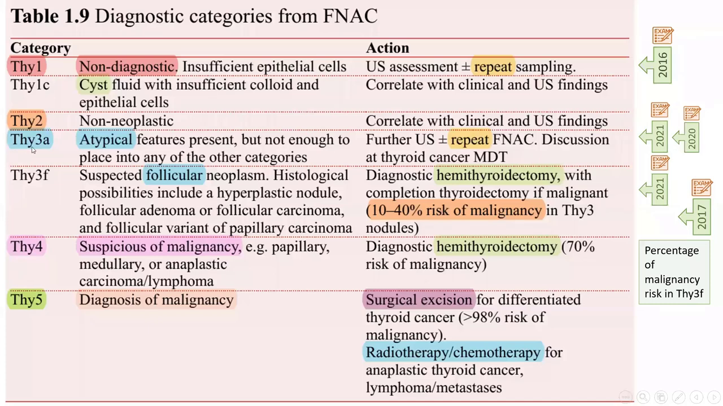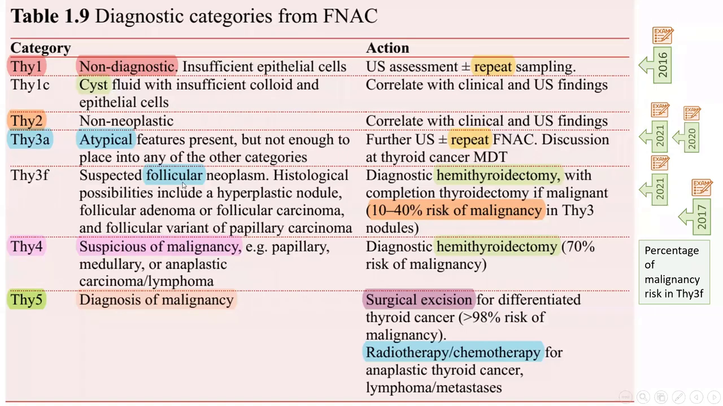And don't forget Psi 3A and Psi 3F. F follicular, A atypical. So Psi 3F, lobectomy. Psi 3A, atypical feature, we need to repeat fine needle aspiration biopsy, and actually this was in the exams of the previous 2 years, 2020 and 2021. They ask about the action if Psi 3A. So Psi 3A is atypical feature present, but not enough to place it into any other category. What is the next option, action to do? Repeat fine needle aspiration cytology. Discussion at thyroid cancer MDT.